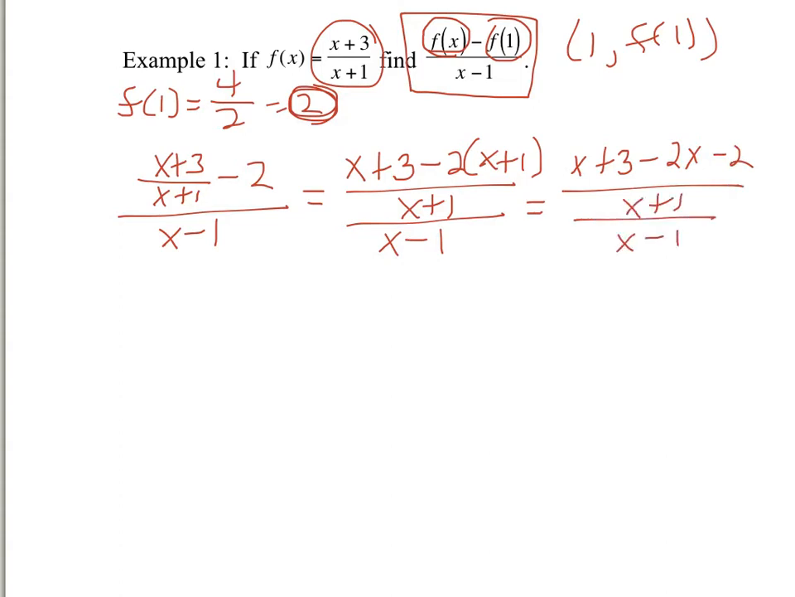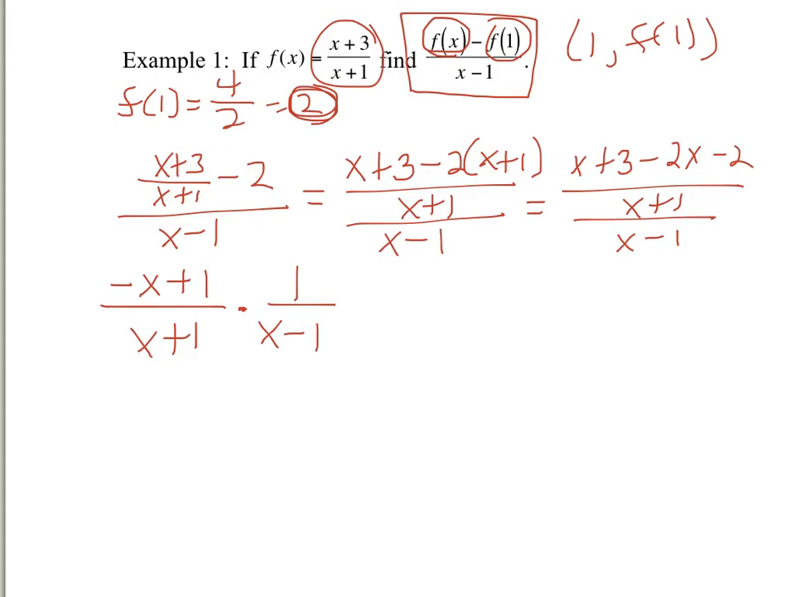Okay, now I'm going to go ahead and combine like terms. So my numerator is going to become negative x plus 1, if I combine the x's and the constants, over x plus 1. And then just like in the last problem, when we divide the numerator, that fraction on top, by x minus 1, it's the same as multiplying by 1 over x minus 1. So I'm going to change it to a multiplication problem.